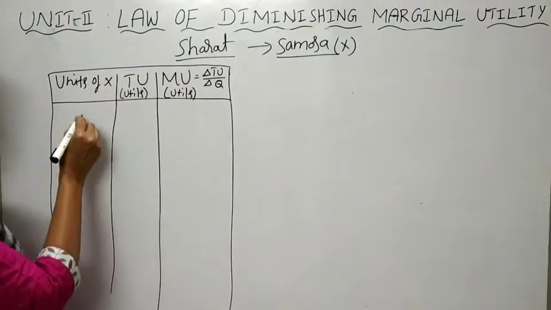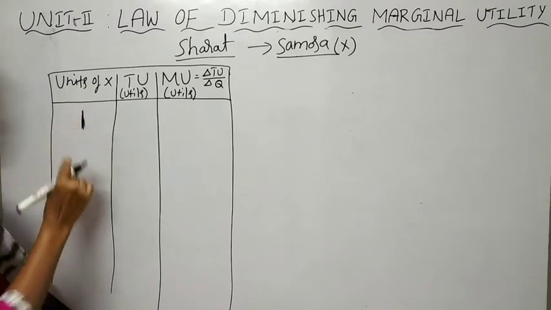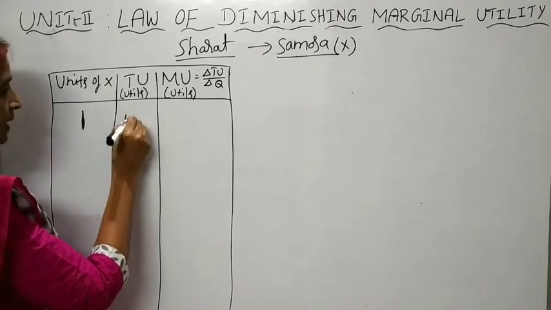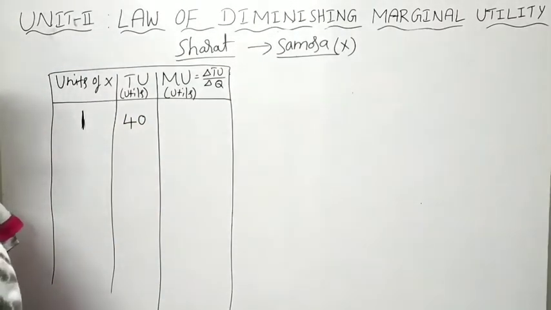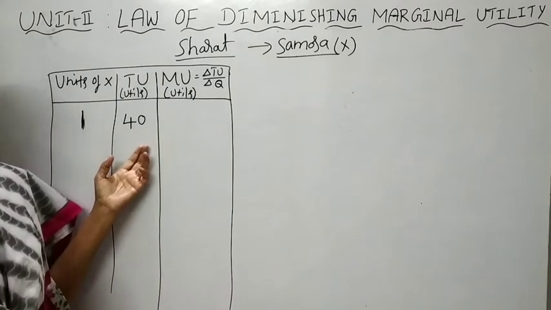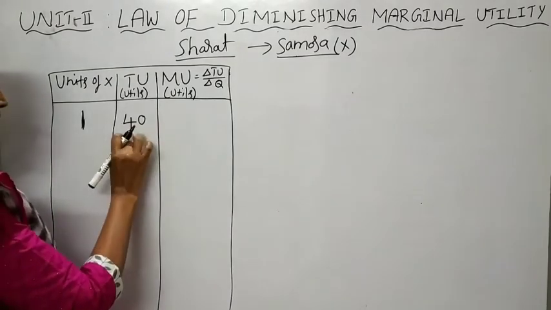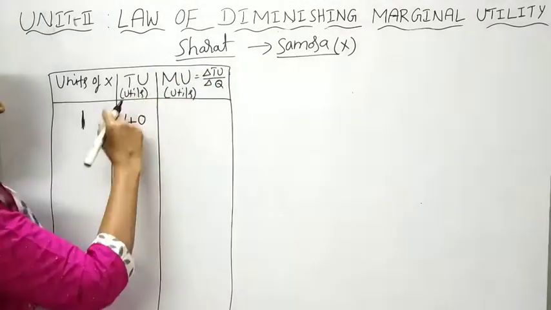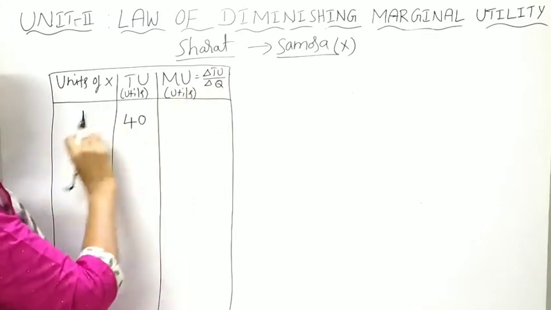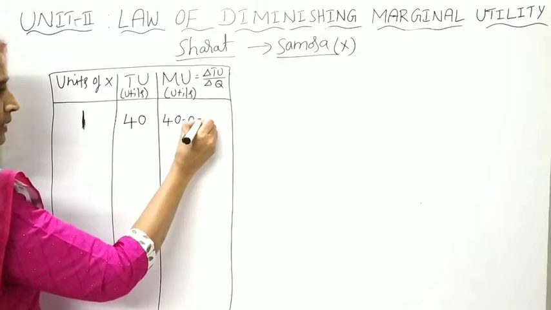Now Sharat is consuming the first samosa. From the first samosa, he derived the total utility, that is 40 utils. These are imaginary digits, children; we have to assume like that. And MU also will be the same. Why? Because if there is an additional unit, then we find the change in TU and the change in quantity. So that is the reason: 40 minus 0, nothing but 40.